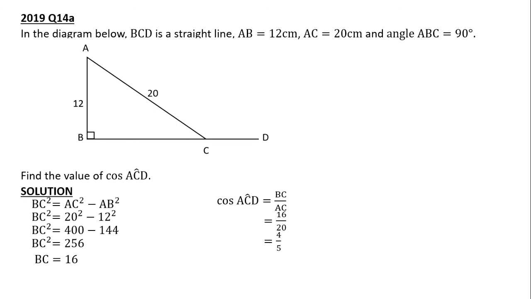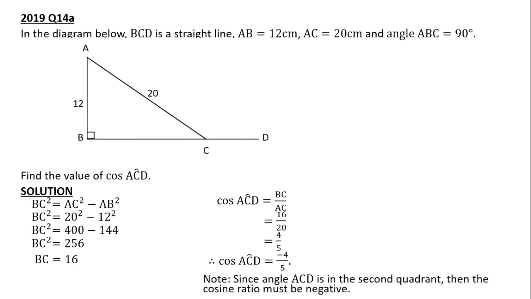But we are looking for cos ACD, which is in the second quadrant. In the second quadrant, cos is negative. So, therefore, cos ACD is equal to negative 4 over 5. Take note, since angle ACD is in the second quadrant, the cosine ratio must be negative. As simple as that.